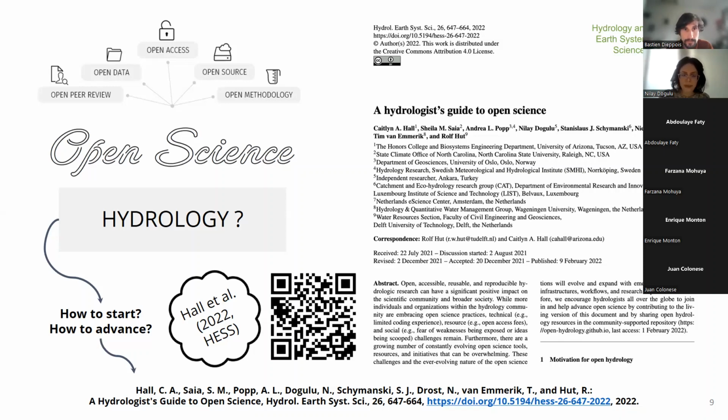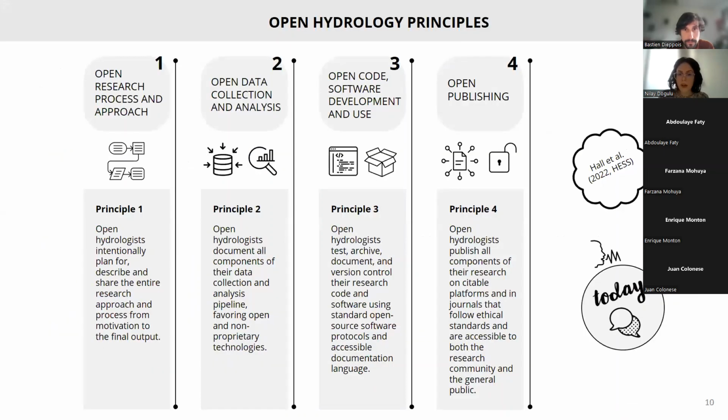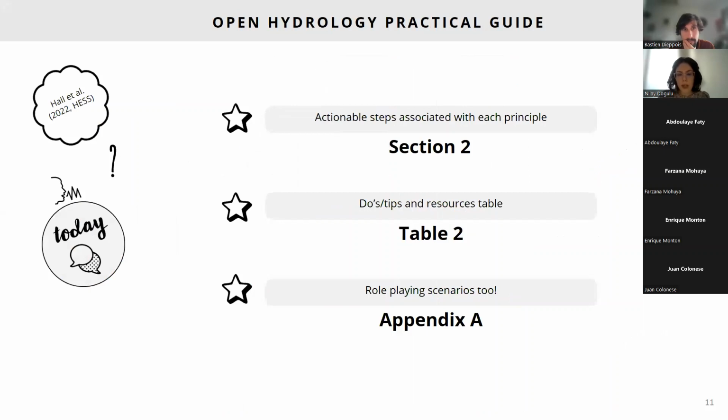So today, we will be looking at the Open Hydrology Principles that we present in this paper. There are 4 principles that I'll be discussing in detail in the paper, as well as some actionable steps associated with each principle, along with some do's and tips for adopting these principles. And finally, there's an appendix of the paper. We have some scenarios for which we think that will be helpful.